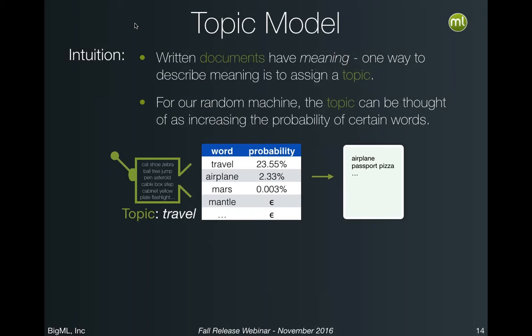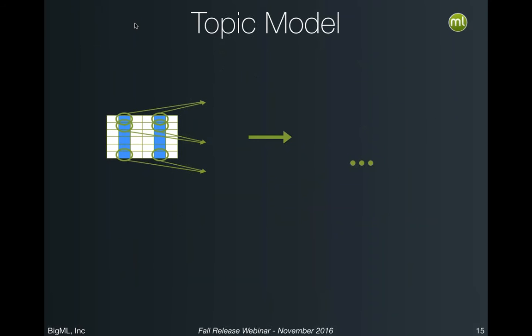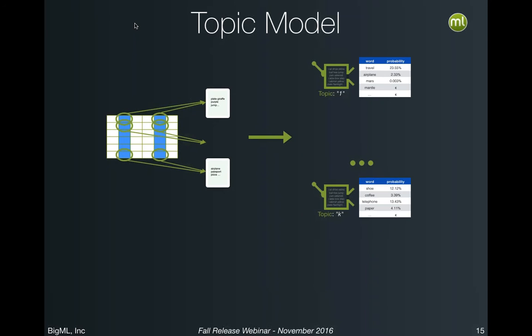We're going to modify those probabilities so that words like travel and airplane have higher probability of being generated, and words like Mars and mantle have lower probability. And so in this way, when we pull that lever, we're more likely to get a document that's about travel. Our documents that are about travel are more likely to be generated by this machine. Similarly, we can have a machine that's about space, and the same thing is true. When we pull that lever, we're more likely to generate our documents about space than we would with our random machine.